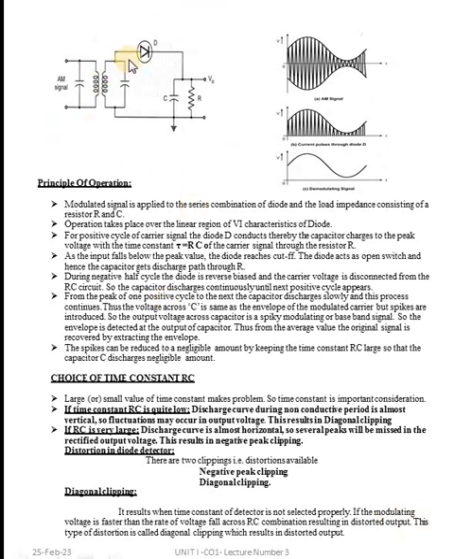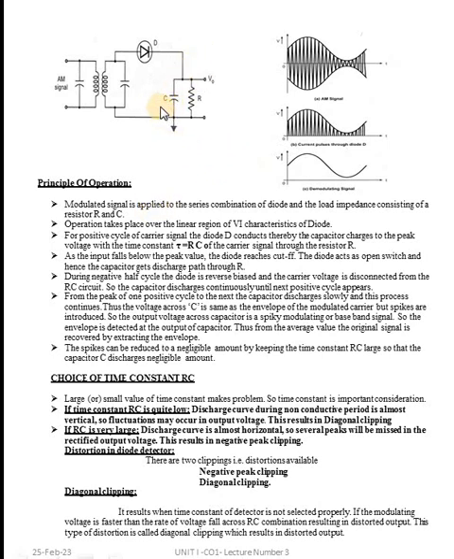So this is the circuit diagram of the envelope detector. The principle of operation: the modulated signal is applied to a series combination of a diode and a low impedance, consisting of a resistor and capacitor RC.